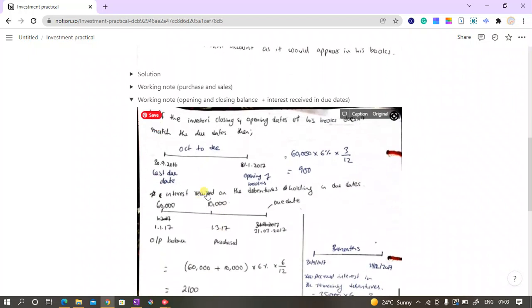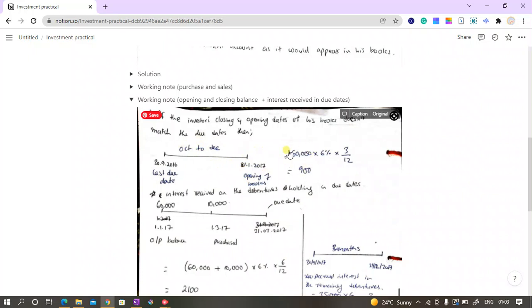Okay, so Mr. Investor opened his book on when? 1st January 2017. So before that, what was the last due date for accrual? Obviously 30th September 2016. So from 30th September 2016 to 1st January 2017, how much interest accrued? That one we have to calculate. So that is basically how many months? October to December, so the interest accrued for those months.